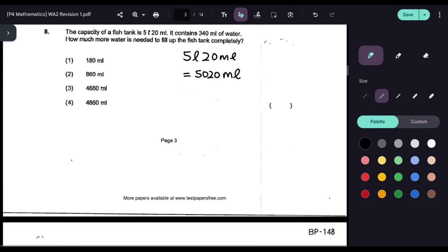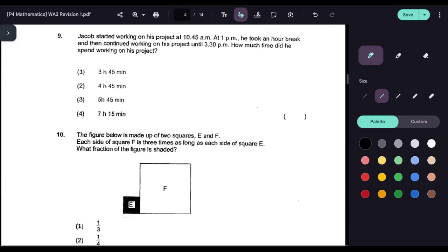Okay, and it contains 340 milliliters of water. We can just take 5020 minus 340, which will give us a fantastic number of 4680 ml. So it's 4680, answer will be 3. Okay, this is 4680, in case you all cannot see. Okay, alright, next one.